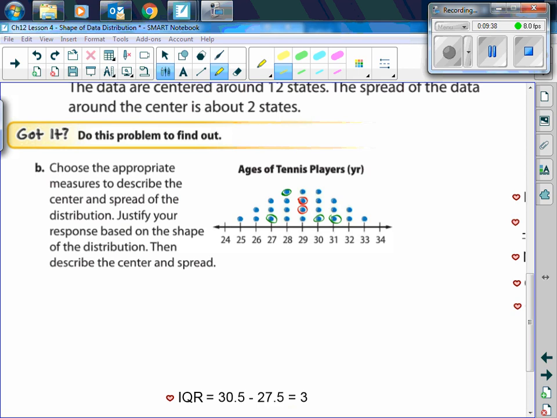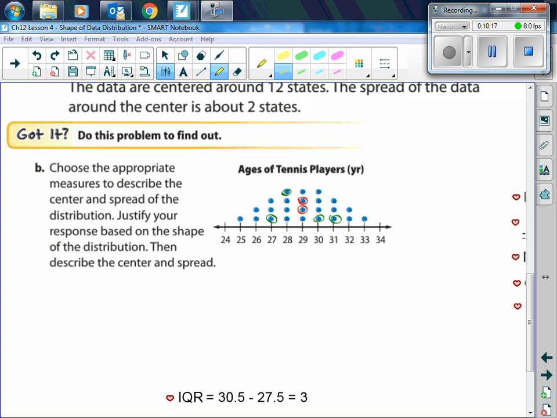For this guided practice, we want to choose the appropriate measure to describe the center and the spread of the distribution, justify our response based on the shape of the distribution, then describe the center and spread. Remember, what's the first question we ask ourselves? Is it symmetric? Yes. So which one do we use for the measure of center? The mean. And what will we use for the measure of variation? The mean absolute deviation. Very good.